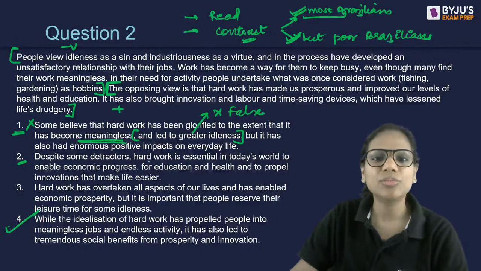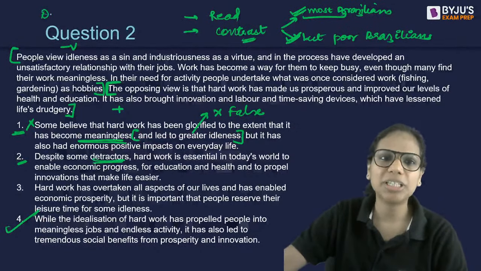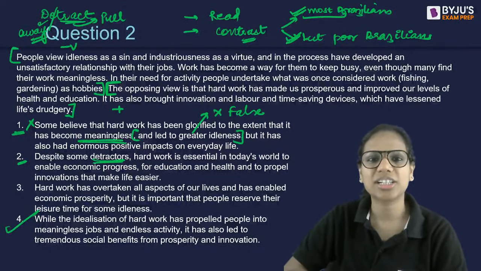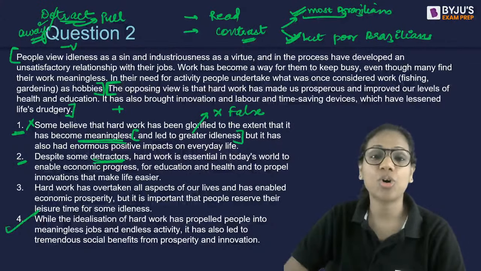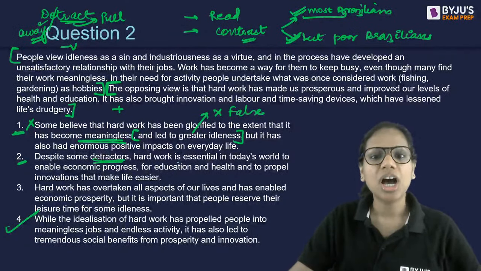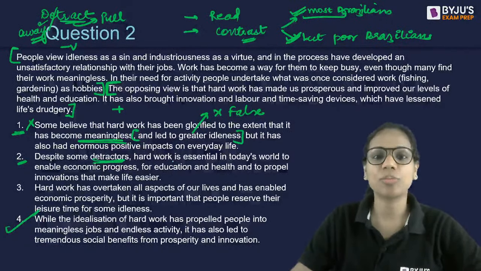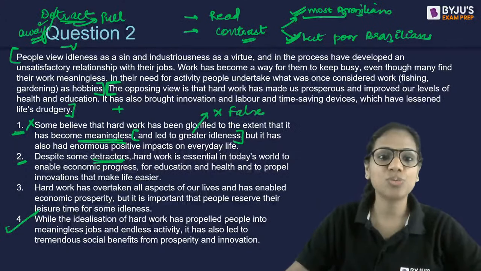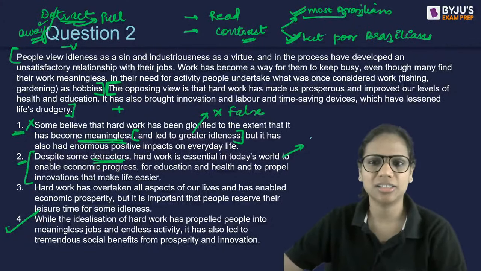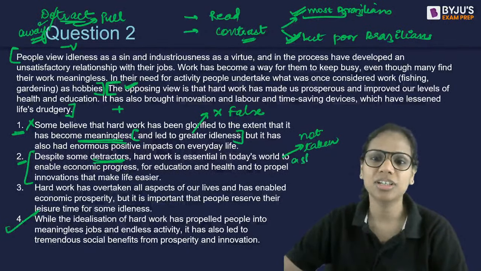Okay. Despite some detractors, what does detractor mean? Detract. If you look at it etymologically, pull away. So detractors will be your critics, your opponents, people who oppose a particular viewpoint. Those are the detractors. Right? Now, hard work is essential in today's world to enable economic progress, for education and health, and to propel innovations that make life easier. Has the author taken such a stand? This is taking a stand. Has the author said that, okay, this view is better, the opposing view is better? The author has not taken a stand, and therefore this is eliminated.